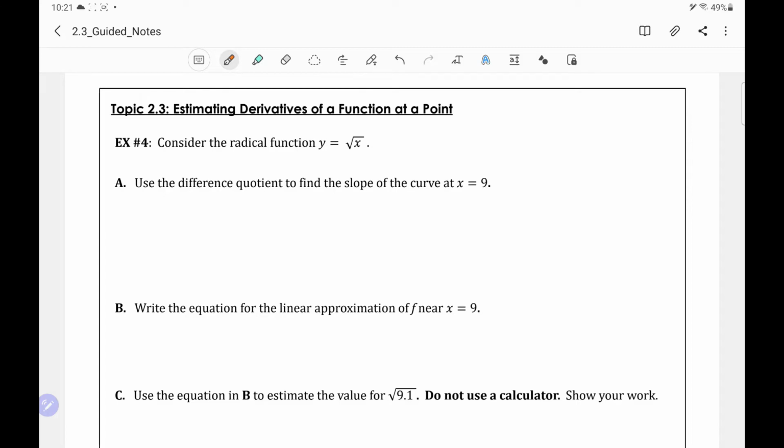Consider the radical function y equals square root of x. Use the difference quotient to find the slope of the curve at x equals 9. The difference quotient. Notice what it's asking us. Use the difference quotient to find the slope of the curve. That's how we know we're doing the limit. So I would go over here and make myself a little note. What am I doing? The limit. I have a point. So I'm doing the function at a point.